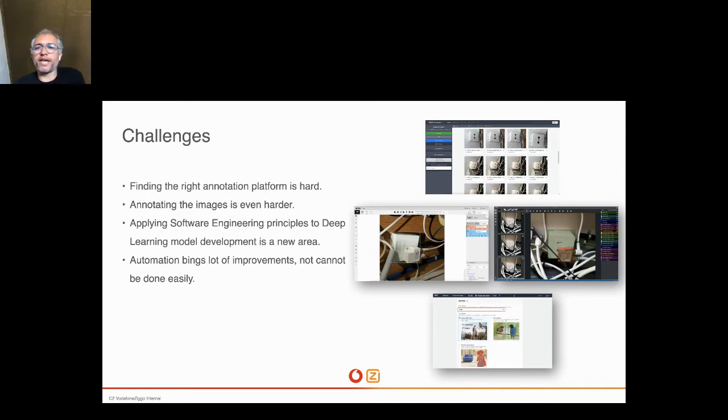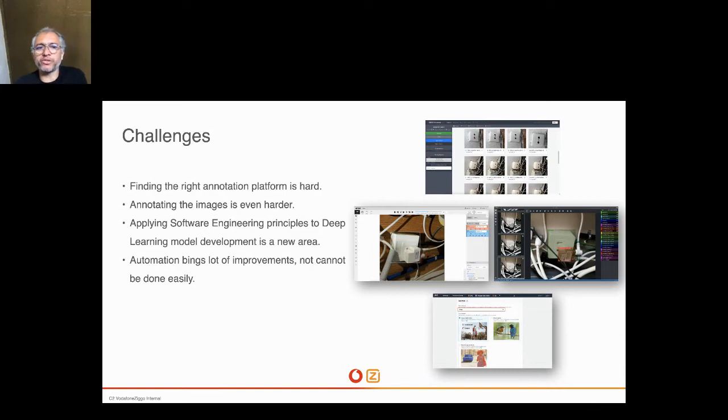The annotation itself, annotating images, is a very time-consuming and tiresome task. You have to go image by image and annotate them. Sometimes we were doing, per person, on average 200 images per day. So it's a lot of time that we invest just drawing bounding boxes on an image, right?